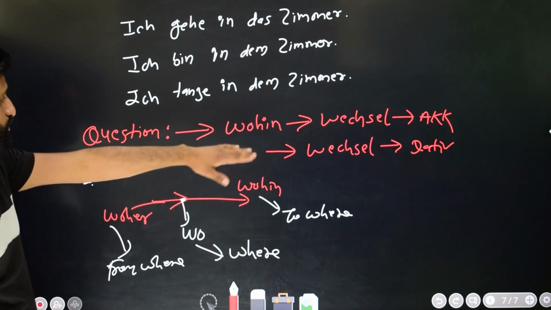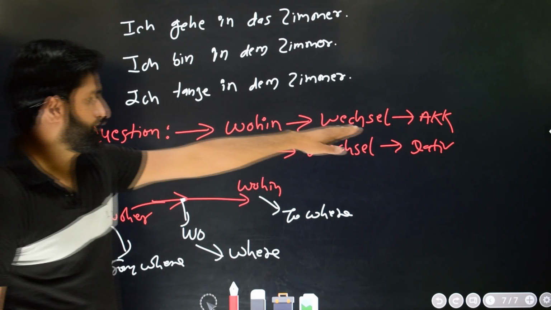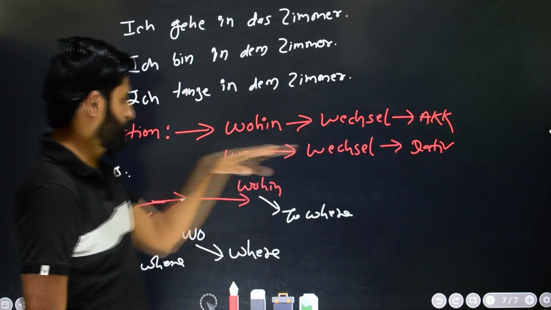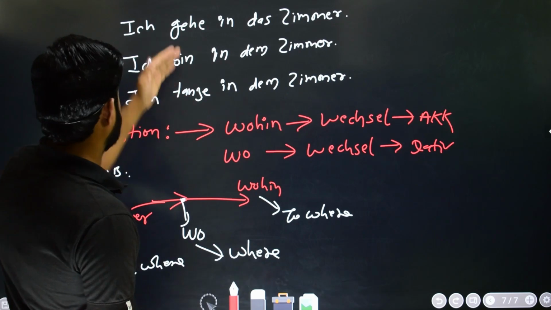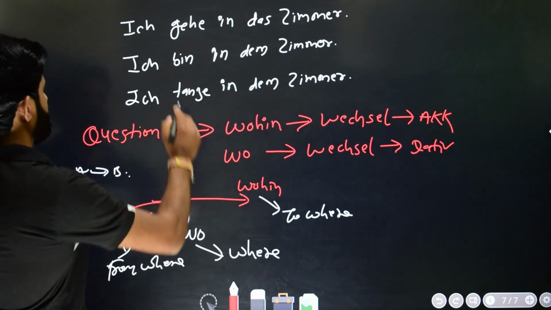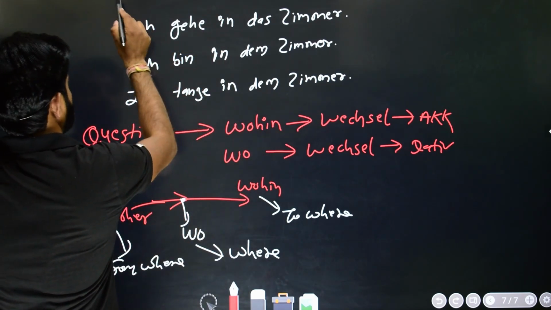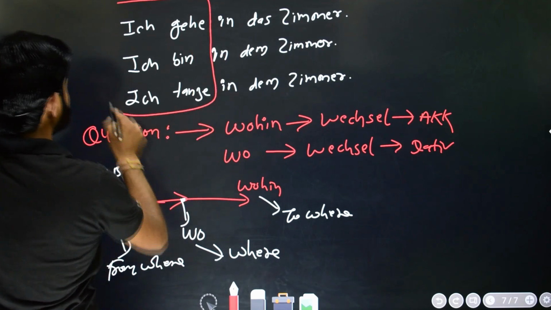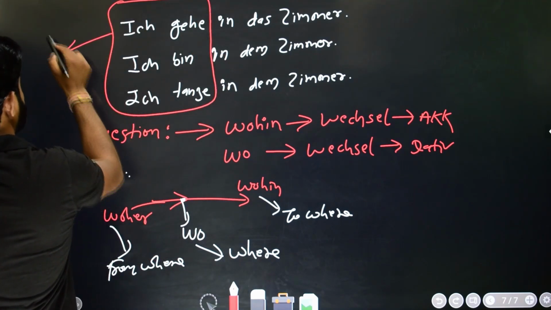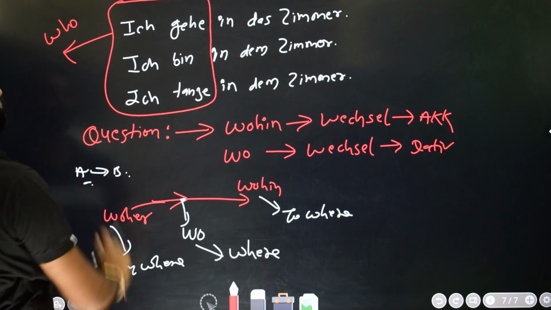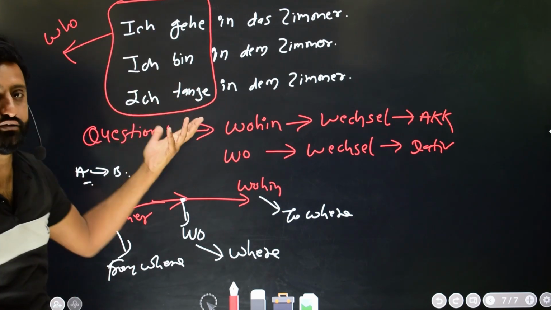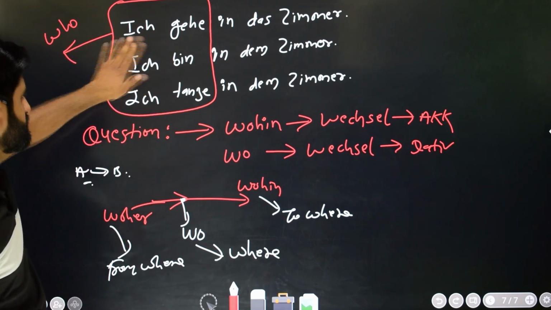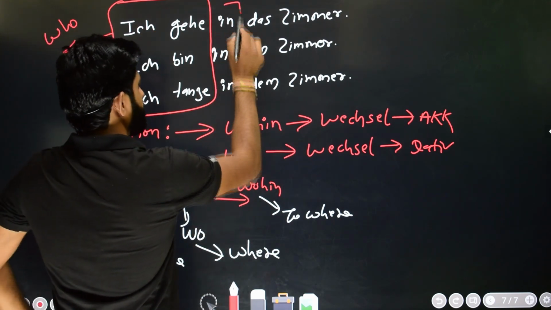And what is our rule? With a question with wohin, the Wechsel preposition will be in accusative. With a question with wo, the Wechsel preposition will be dative. Let's apply this rule over here. This part is the nominative part. Why? Because here we have a question with who. Ich gehe, who is going. Ich bin, who is. Ich tanze, who is dancing. So the question is with who. This part is nominative. This in is a Wechsel preposition.